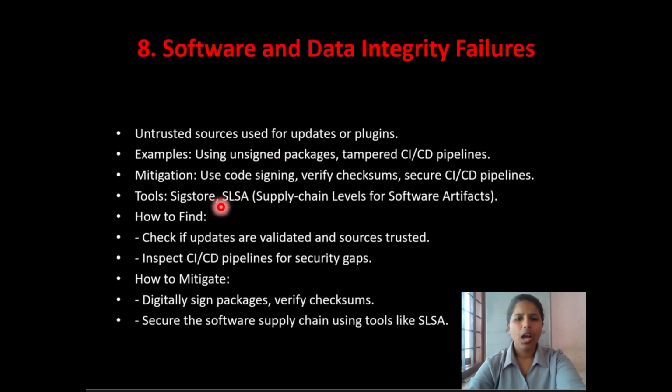And how do we detect it? Check your build process, verify signatures, and review pipeline security. And how to mitigate or fix this? We have to use signed updates, like using checksum validation, and secure the CI/CD roles. Tools like Nikto and Sigstore and frameworks like SLSA help us lock this down. So this is what we can do about software and data integrity failure.